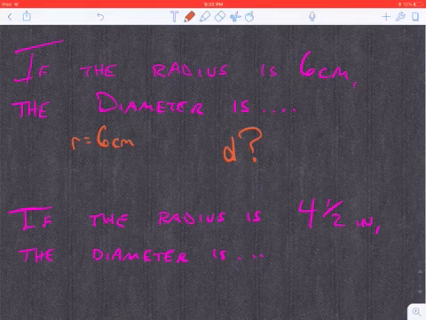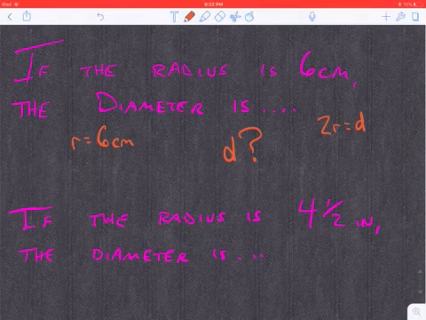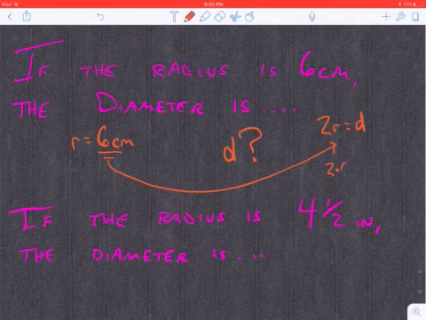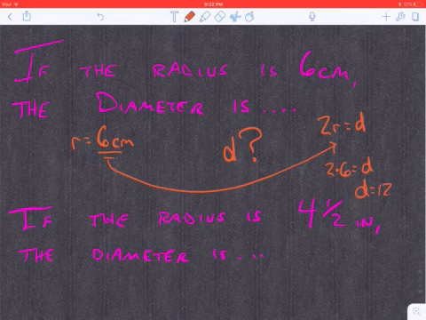So let's remember, again, that we have this relationship between radius and diameter of 2 radius equals 1 diameter. My given information here is 6. And this gets plugged right into this radius. 2 times those radius values of 6 equals our d value. Therefore, the diameter in this example will be 12 centimeters.